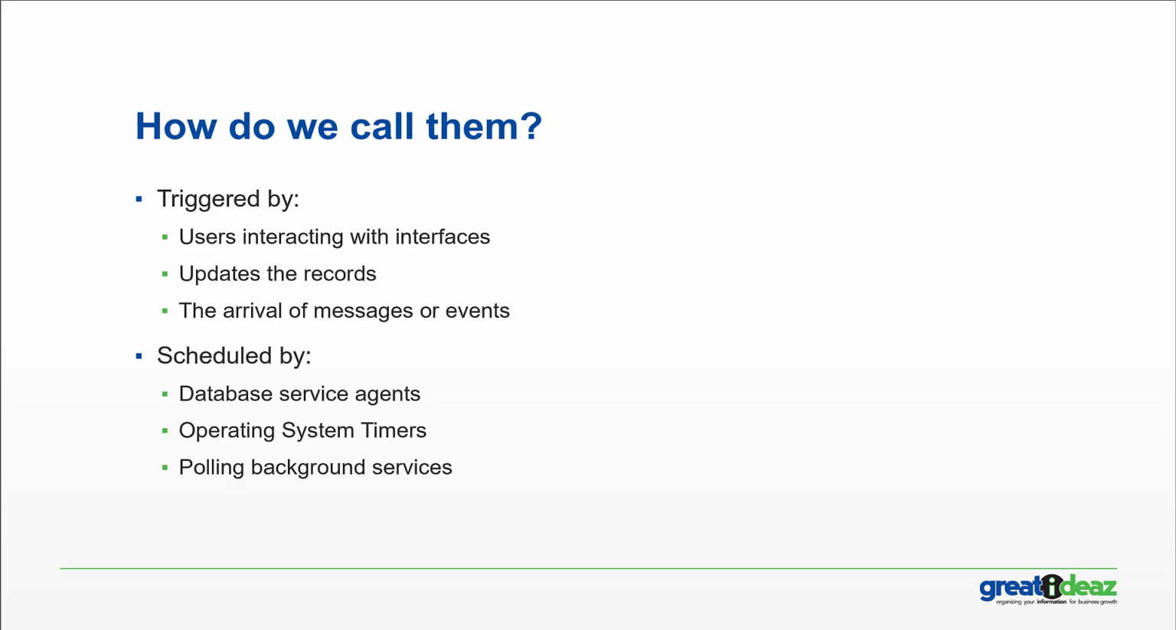So given that we've built all of these nano services, how do we call them? Essentially, there are two basic mechanisms. Either the nano service is triggered, something happens that fires off some sort of event that says, do this workflow component now. Typically that's going to be users interacting through a user experience. It may be the fact that a record was updated in data at rest. It may be the arrival of messages or events from other systems.